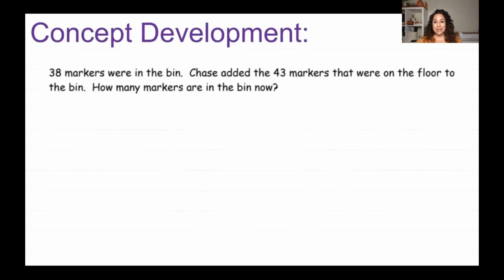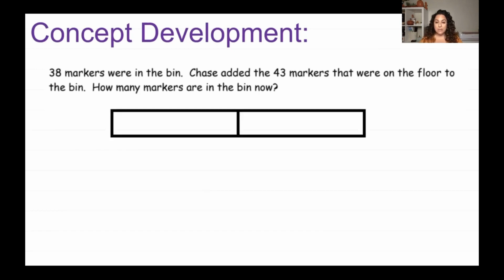Okay, so we're going to jump right in and talk about concept development. There are 38 markers in a bin. Chase added 43 markers that were on the floor to the bin. How many markers are in the bin now? So there were 38 markers, and then Chase added 43 markers that were on the floor to the bin. If we started with 38 markers and then we added 43 more, are we adding or are we subtracting?